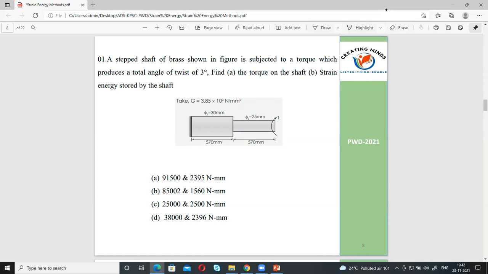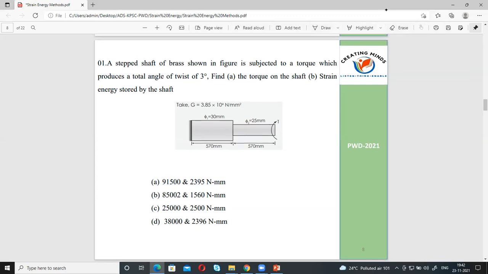It's force multiplied by distance. Torque. That is the bending equation, the torque equation we discussed. Yes, sir. It is T by J equals G theta by L equals tau by R. This is the torque equation.